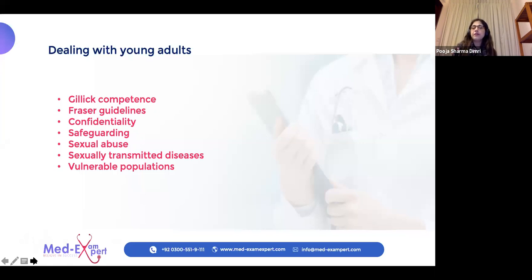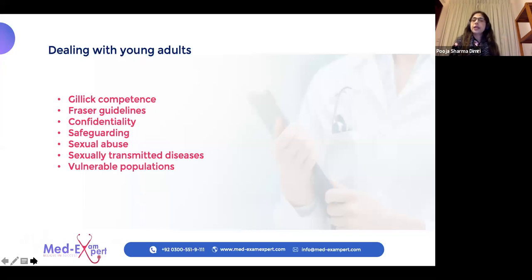I'll talk in brief about Gillick competence, Fraser guidelines, as I said, confidentiality is another thing, safeguarding. Sexual abuse is an important thing, needs to be ruled out in each station. Especially, again, in these stations, the role player may give you cues. If you think the young patient, a young adult, is not forthcoming, not very forward with the answers, these are things you should think about, hidden agendas.